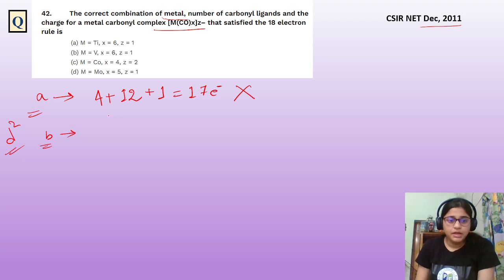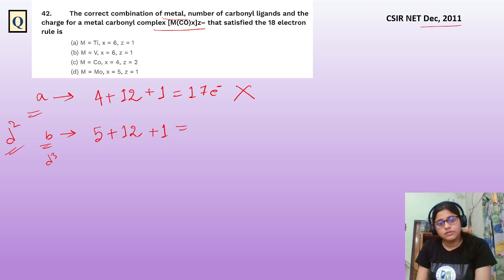Now B. In the case of B, vanadium is given. It is d3, so d3 means 5. Now X is again 6, so 12 from carbonyl, and Z is 1, so we have to add 1. So it is 18 electrons. So the correct option will obviously be B. But let's see the C and D options also.